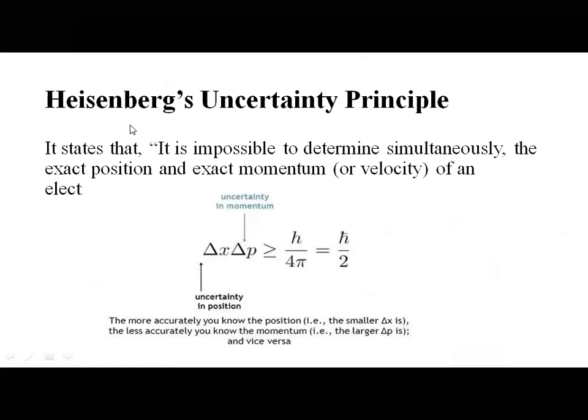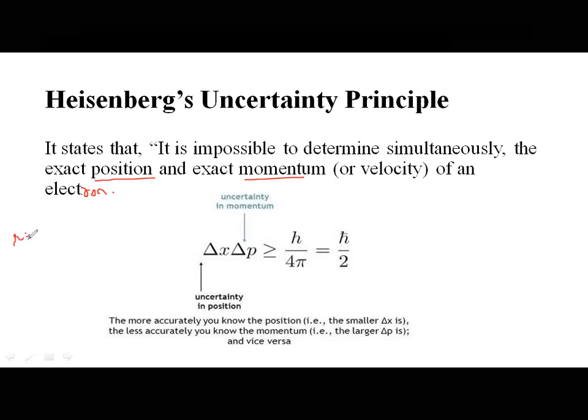What does Heisenberg's uncertainty principle say? The principle says that it is impossible to determine simultaneously the exact position and momentum, that is velocity, of an electron. You cannot determine both exact position and momentum simultaneously. So we say Bohr's model is not in accordance with Heisenberg.